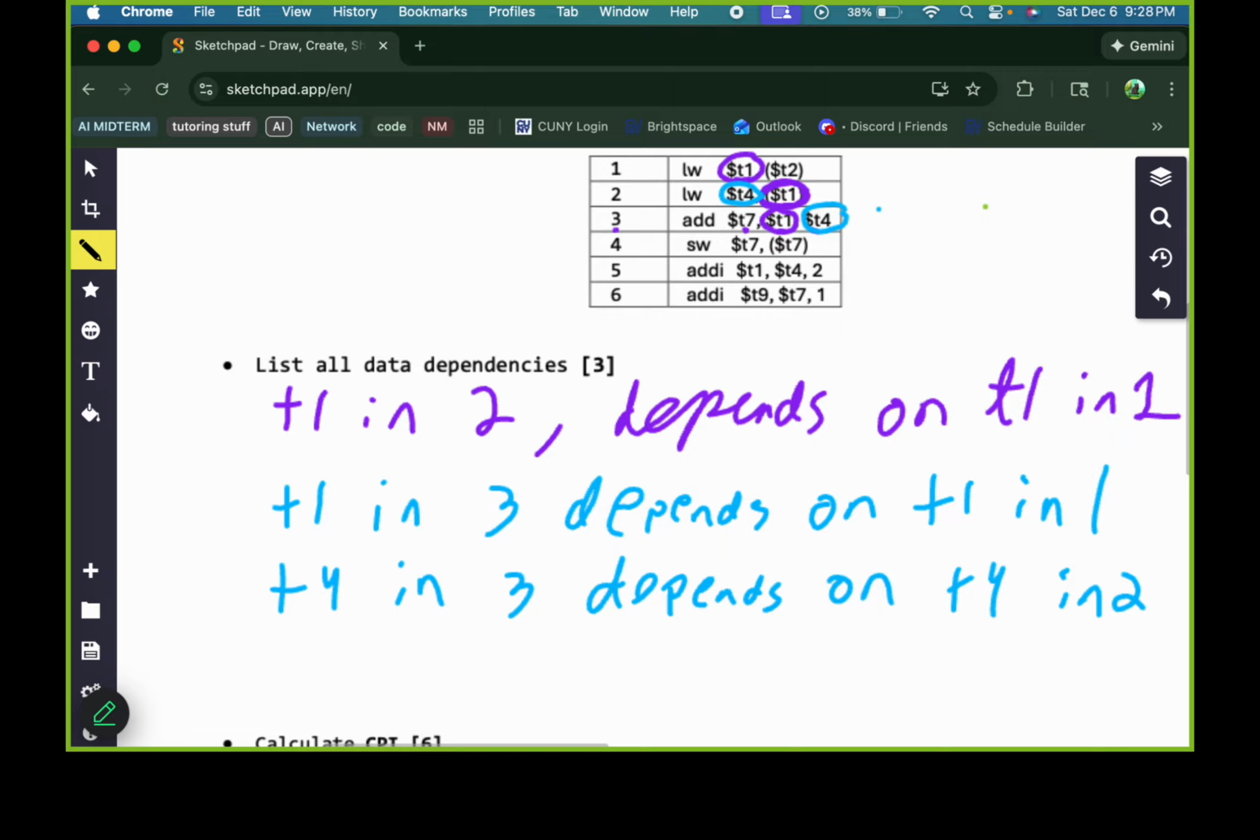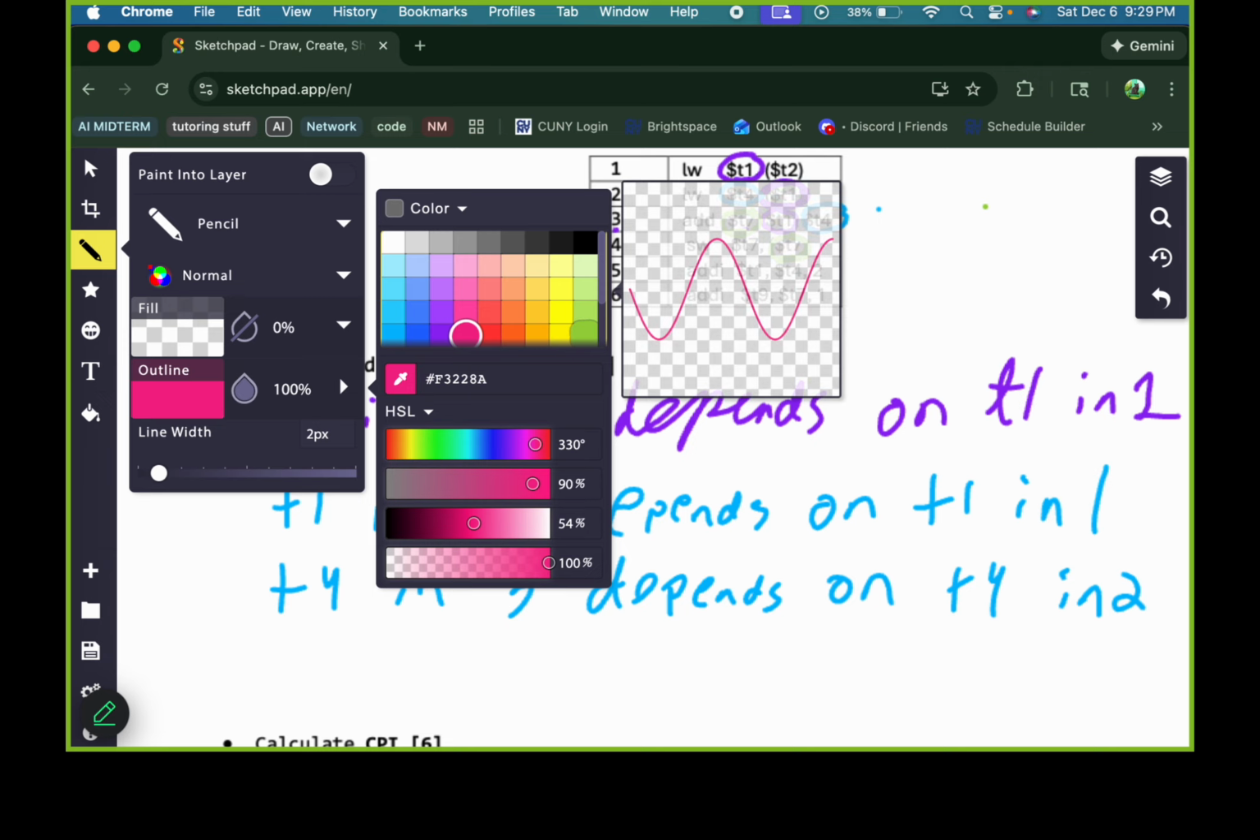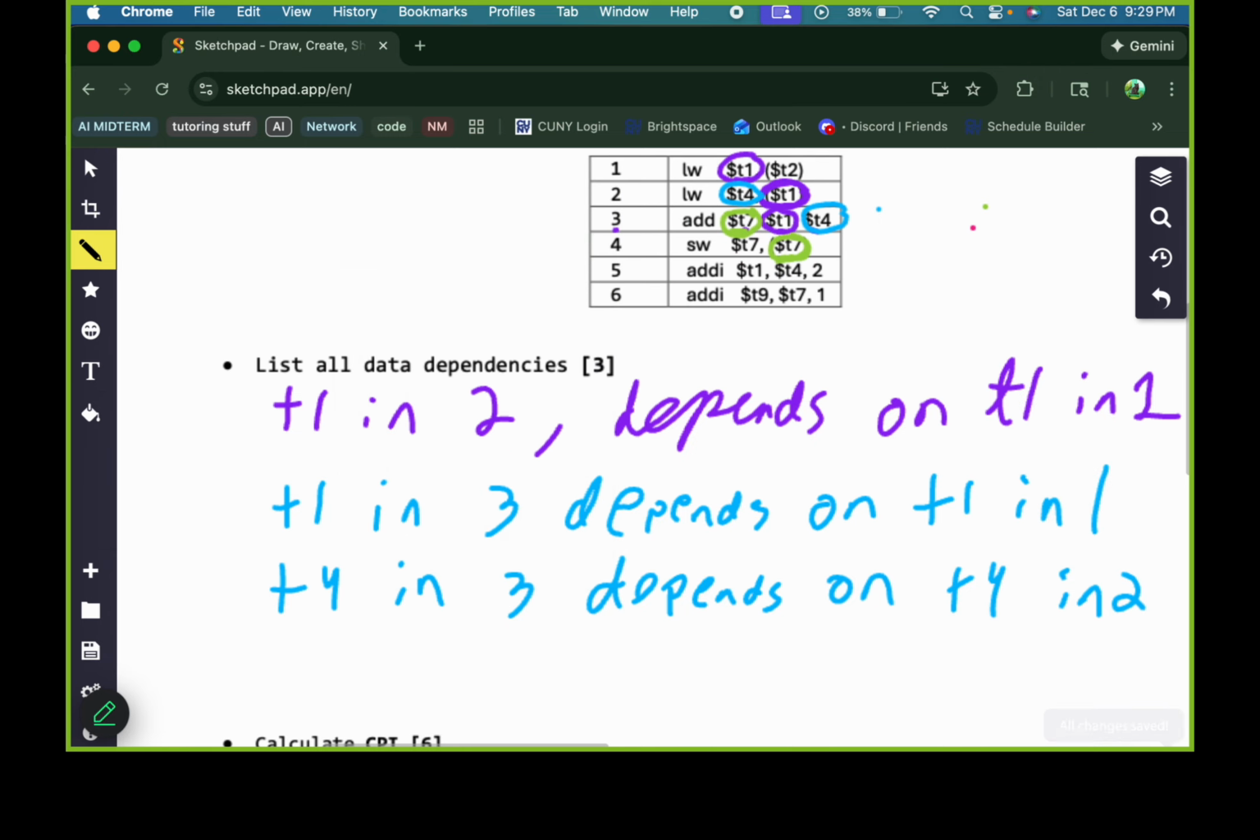We have over here T7. This is going to rely on this T7. T7 in instruction 4 relies on T7 in instruction 3. Then we have the next part, right? Here we have T4, which is going to rely on T4. And then in instruction 6, we're going to have T7 relies on T7.